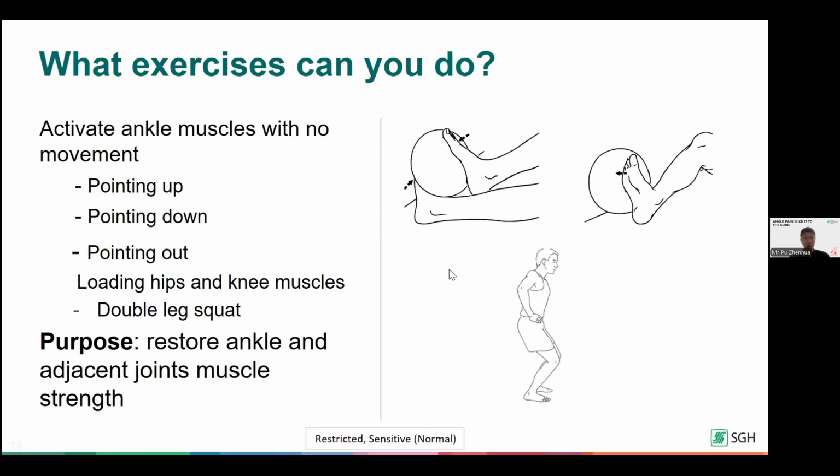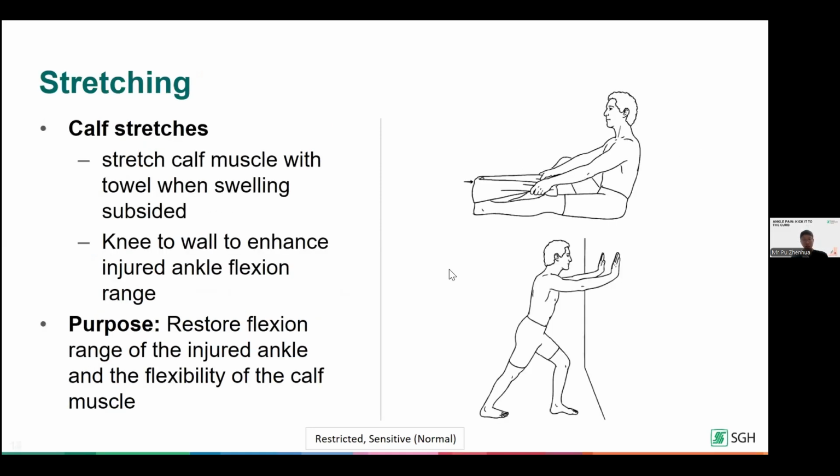And next, we talk about flexibility. Usually after an ankle sprain, the ankle can be quite stiff as well. For the stiff ankle, what we can do, as in the picture on the right side, is that the person is stretching the calf muscle right here with a towel. We can do this when the swelling subsides. This can be done by pushing the towel towards yourself and holding it about 20 to 30 seconds. You can repeat about 3 times. Whenever you stretch, you can stretch 3 times a day and do it on a daily basis.